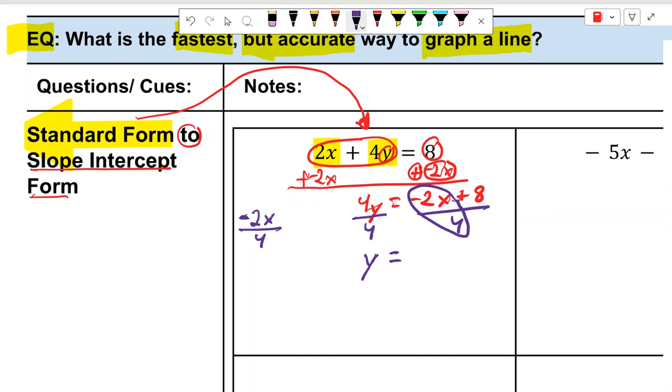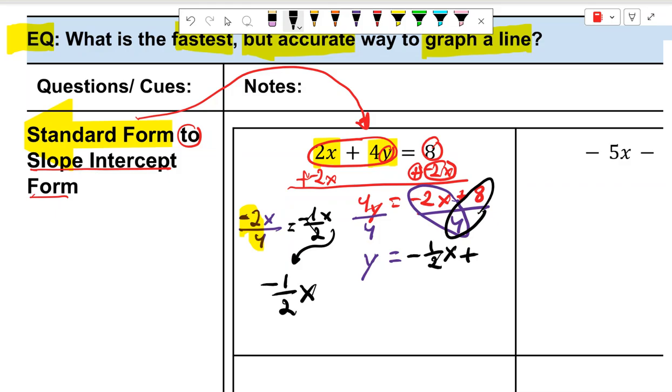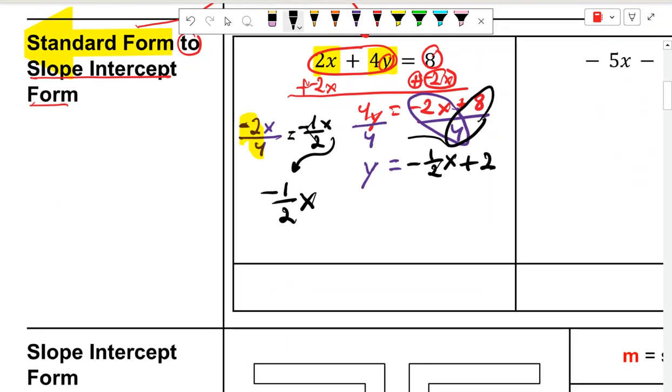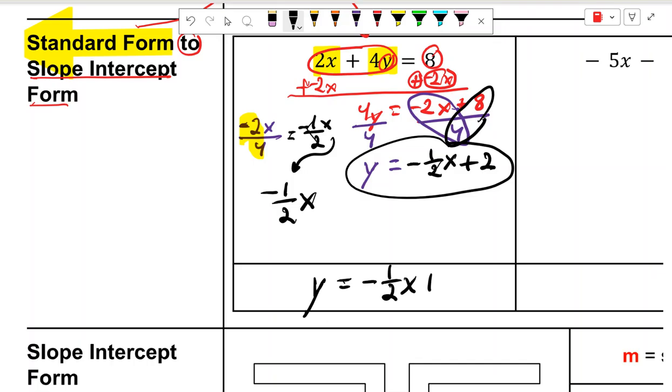Well, if we were just looking at this right here as a fraction, negative 2 over 4, that can be simplified into negative 1/2. We'll keep the x here, and another way to write this is negative 1/2 x. So we'll write negative 1/2 x, and then we'll do this on the back here. 8 divided by 4 is plus 2. This right here is known as slope-intercept form, when your y is all by itself and it's positive, no other signs, is equal to an x value most of the time and a constant.